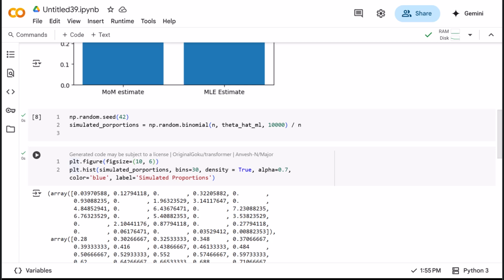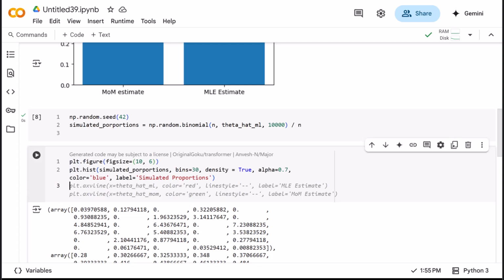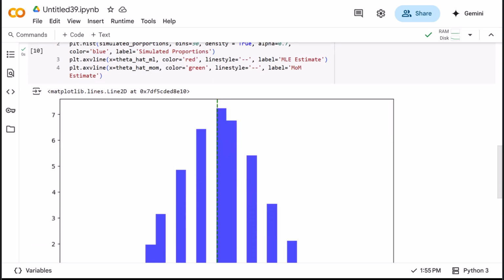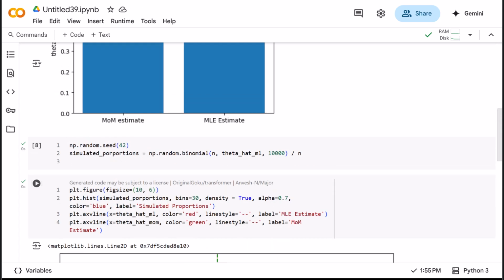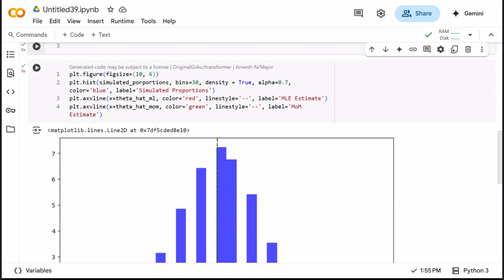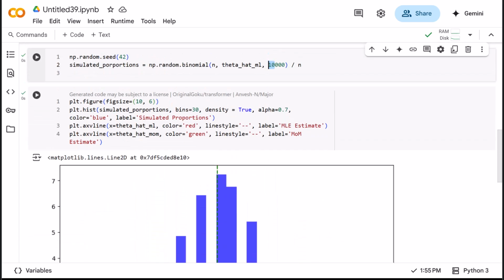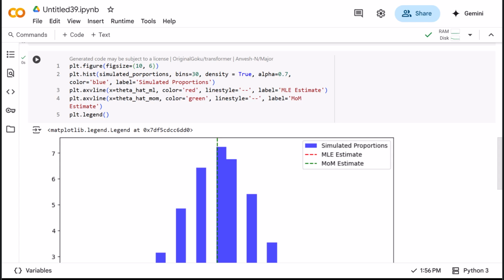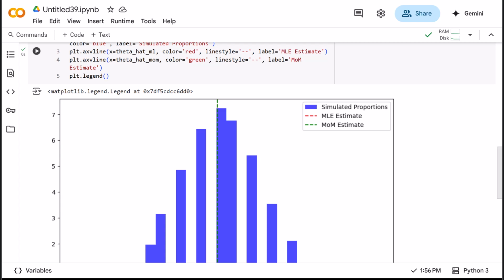So here it is. Next, we're going to add some lines to show the estimation. Here you can see we have 0.6 added. So this plot shows a simulation with 10,000 samples, and then we find the proportion, then we plot it, and also we show this estimate here. So we can add plt.legend here as well. You can see this blue color is for the simulated proportion, but the MLE estimate and MOM estimate are both the same, so you cannot see the red one.